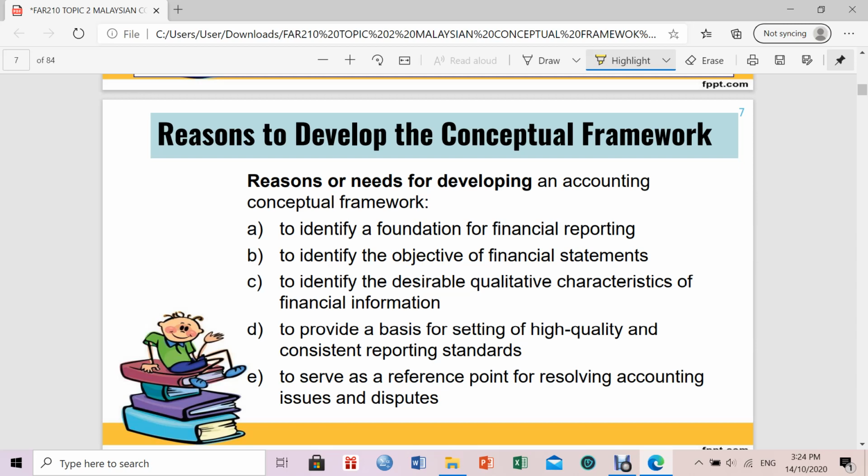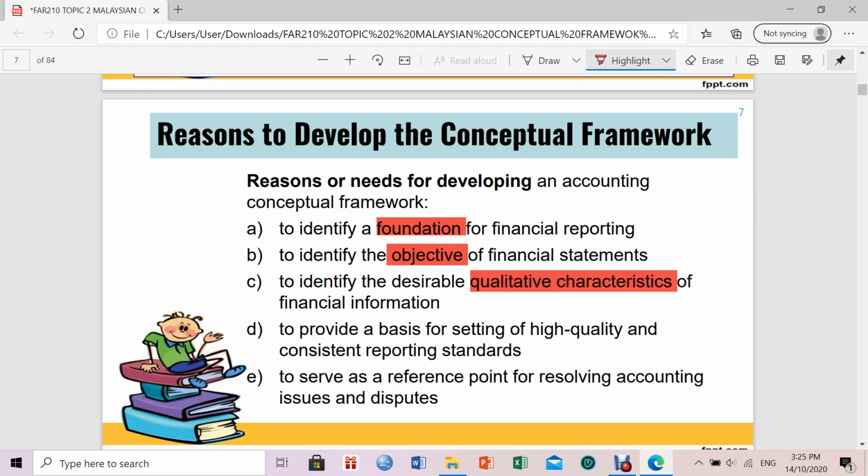Number one, to identify a foundation for financial reporting. Second one, to identify the objective of financial statements. Third one, to identify the desirable qualitative characteristic of financial information. Next, to provide a basis for setting of high quality and consistent reporting standards. And last one but not least is to serve as a reference point for resolving accounting issues and disputes. So if I can highlight for you the important keywords: the first one as a foundation, the second one to identify the objective, the third one regarding the qualitative characteristic, number four about the basis, and the last one about reference point for resolving accounting issues.